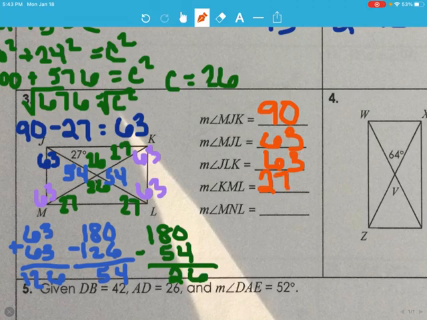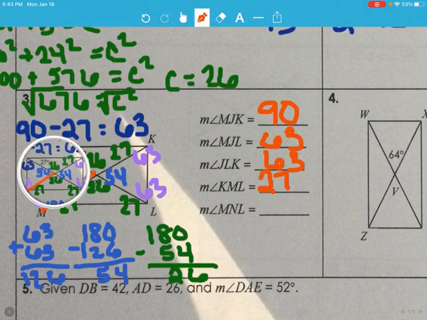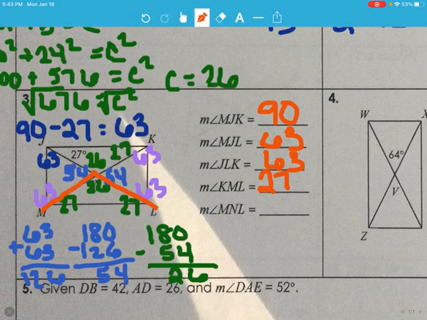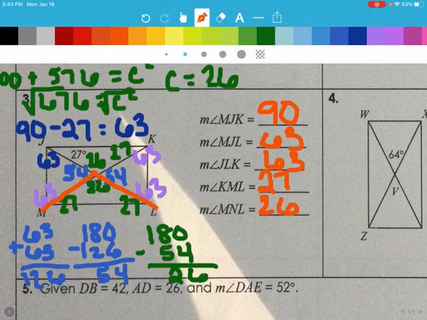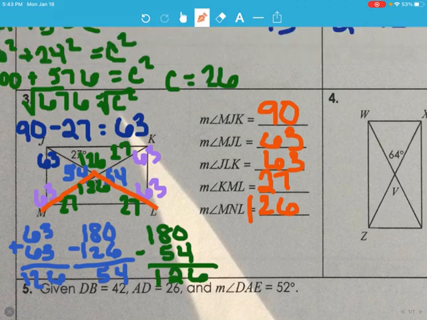And lastly, M to N to L. That one is 26. Oh, I apologize, guys. I'm just realizing, maybe 126. 180 minus 54 is 126, not just 26. What was I thinking? I apologize for that. So 126. Always check your subtraction. Make sure you didn't make any errors. Even math teachers do it.